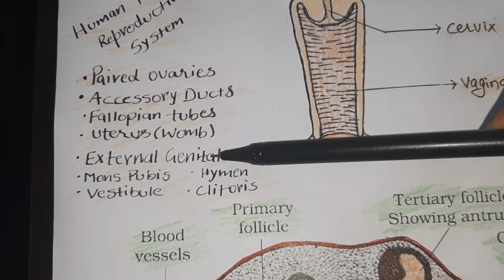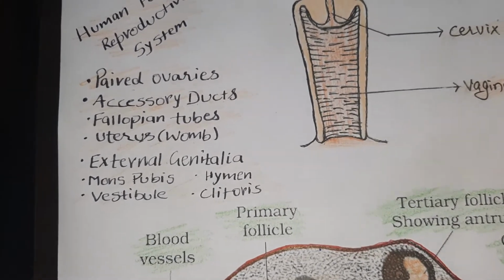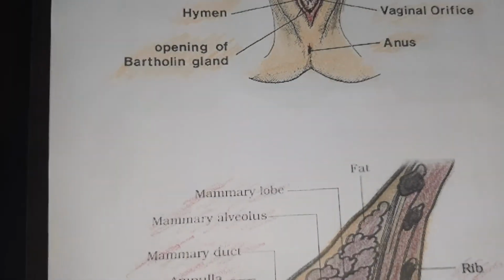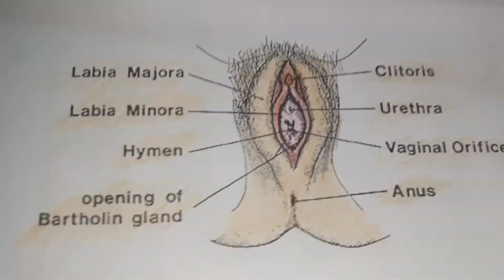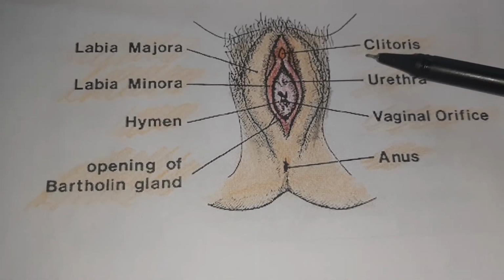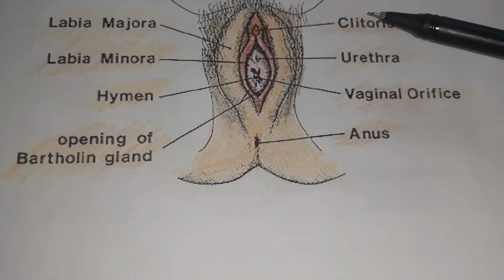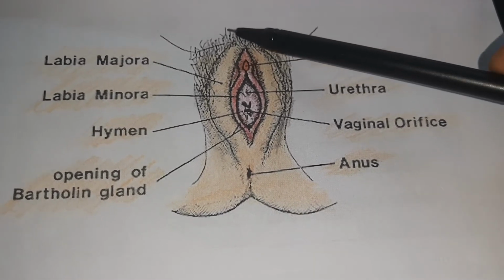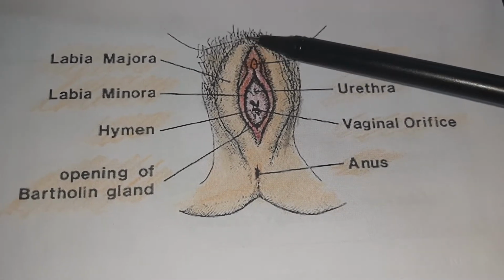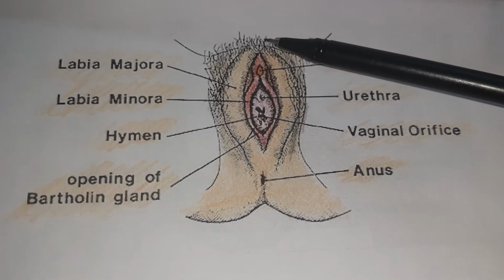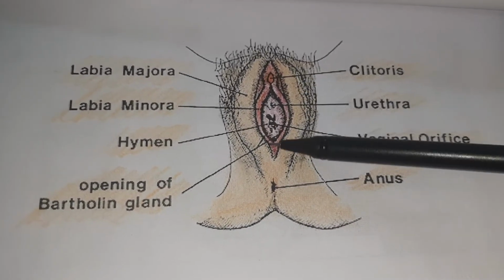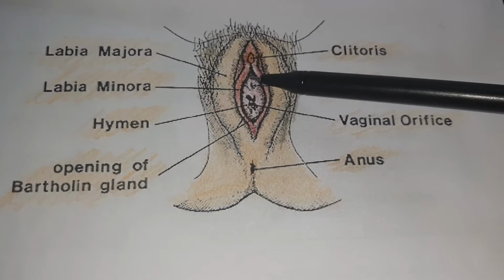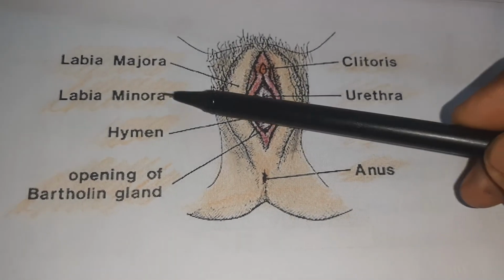Now let's move to the external genitalia. Like in case of male, the external genitalia is the penis. In case of human female, the external genitalia is also known as vulva. It consists of the cushiony portion, the above portion, which we call mons pubis, and then there is the vestibule. Vestibule is a median channel. It has outer folds, which are the bigger ones, which we call labia majora, and the inner ones, which we call labia minora.